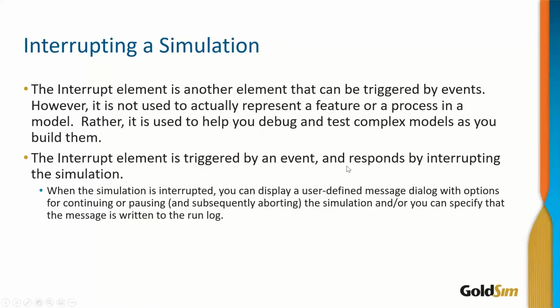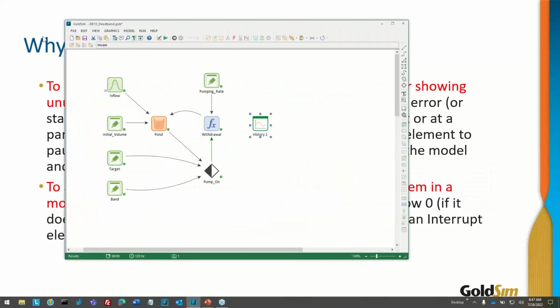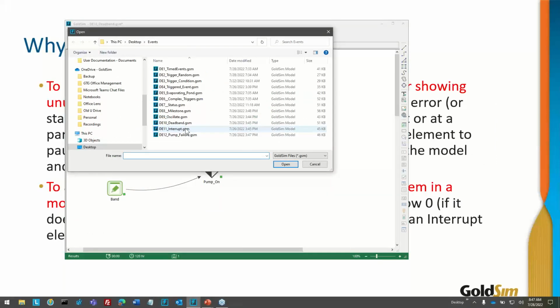All right, next thing I want to talk about is interrupting a simulation. This is a feature that's built in the GoldSim. It's not really a modeling feature. You're going to see it's really more of a debugging feature, but it can be very, very powerful. And there's an element that responds to discrete changes in your model, responds to events, that allows you to interrupt a simulation. So let's look at an example of this. It's a very, very simple example.